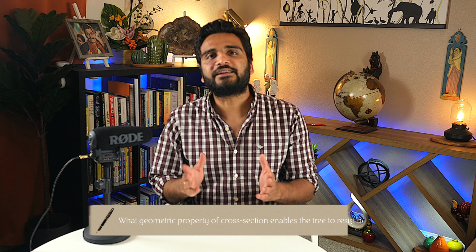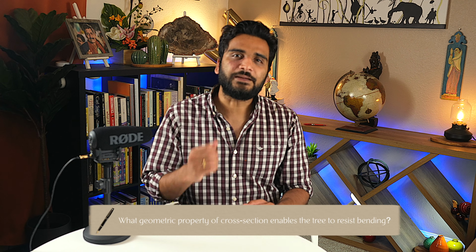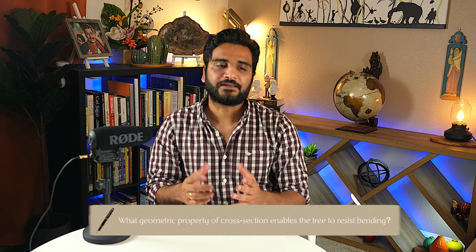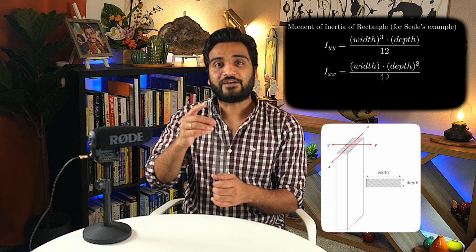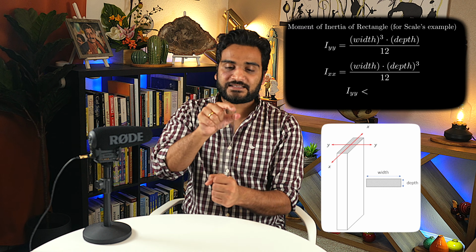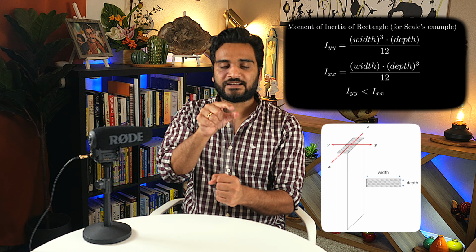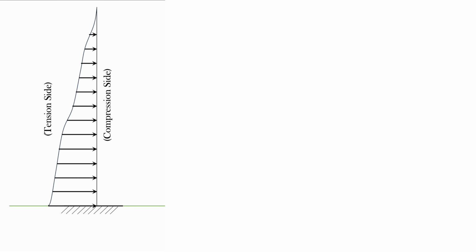This prompts a thought-provoking question. What geometric property of a cross-section enables it to resist bending? For example, if you consider a ruler, it bends easily about an axis that has lower moment of inertia. However, if you attempt to bend it about an axis that has larger moment of inertia, it becomes much more difficult to do so. Since bending moment increases as we go from the top of the tree towards its bottom, a tree strives to possess a cross-section that has higher moment of inertia at the bottom relative to the top.